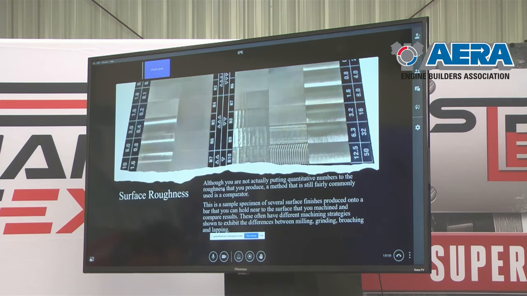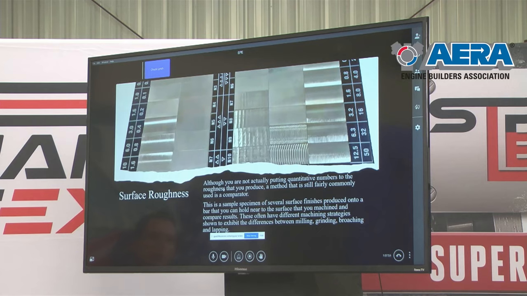I actually took a picture of this. I have one of these. It's pretty old. I remember Federal Mogul or Felpro used to share these. Some of the sales guys had these, a surface roughness comparator. I'm sure a lot of you guys have these laying around in the shop. Although it's not a way that you can put a good quantitative number to the parts, you can get a good comparison.